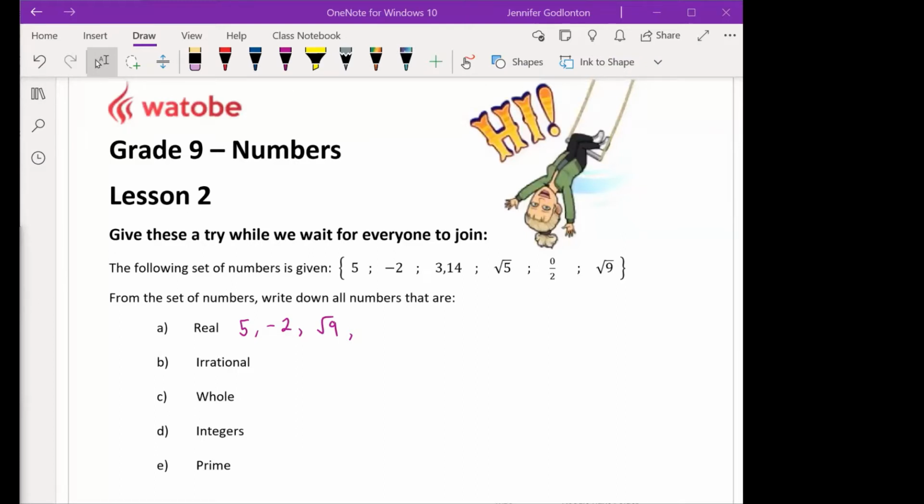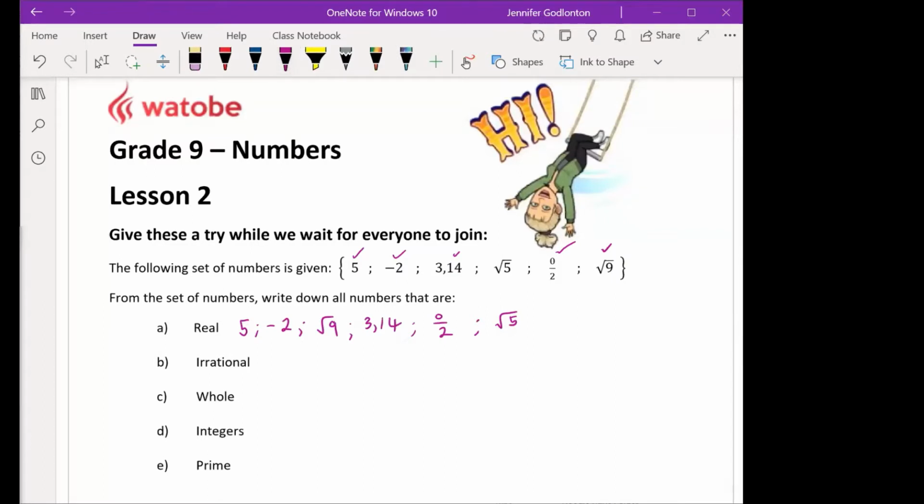Okay, Tashwin, yes, absolutely. 3,14 is definitely also a real number. Okay, these are all real numbers. 0/2 is a real number. Nice and Kuluma. What's also a real number? So this one's real, this one's real, this one's real, this one's real, this one's real. And this one is real.